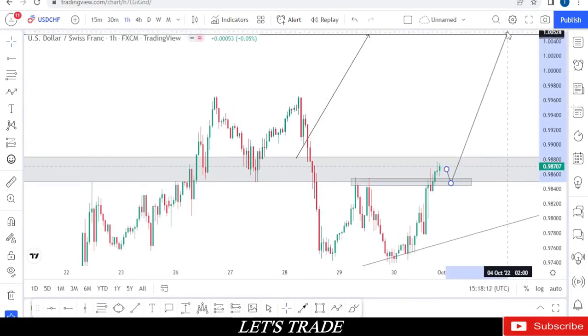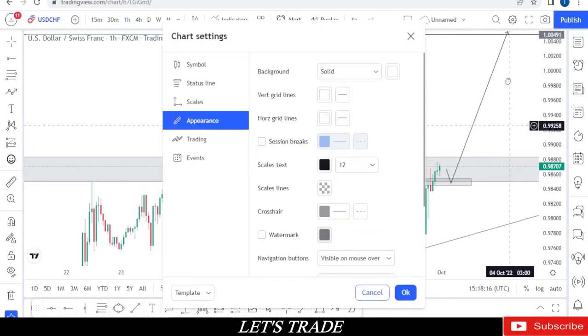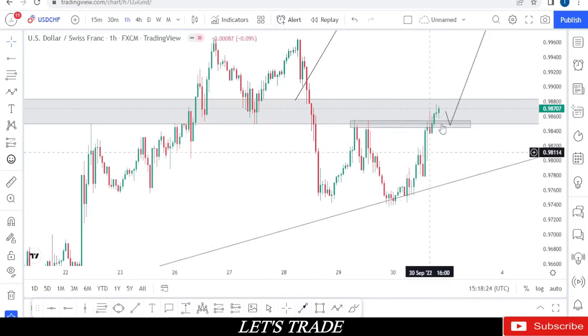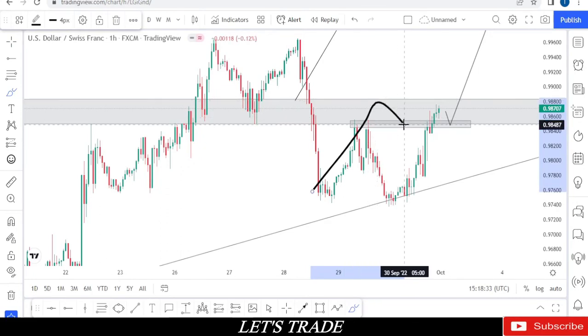All right, but first of all, I'll be waiting for some kind of a pullback before I join. You know how market structure works, right? Higher highs and higher lows. So now that we've created a new higher high here, breaking above this previous high, I'll be expecting price to come back into that structure, to give us a kind of a retest.